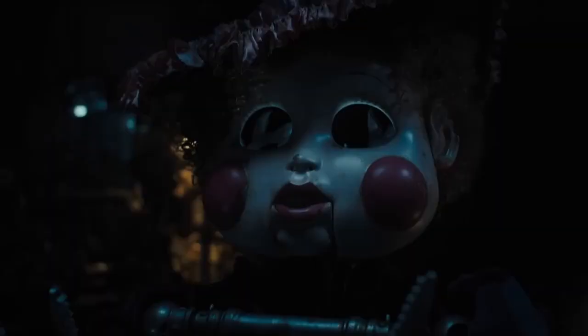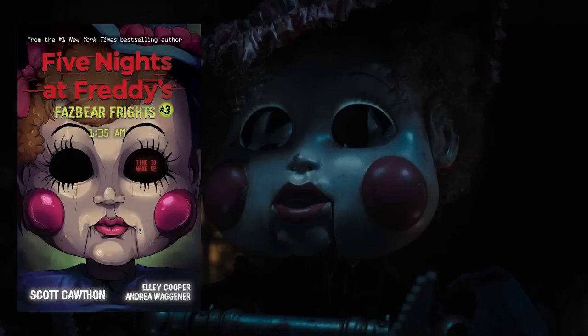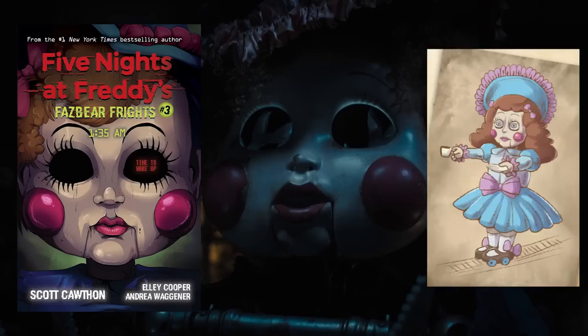The other thing to mention is the doll Springlock suit in the movie. That is actually a doll in the FNAF books. There's a book called 1:35 AM about this doll called Ella. Ella the doll is also in the Silver Eyes trilogy. This is the first time Ella the doll is represented as a Springlock suit. I would treat it as a little Easter egg, and Scott decided to use Ella's design as the Springlock suit for the movie.